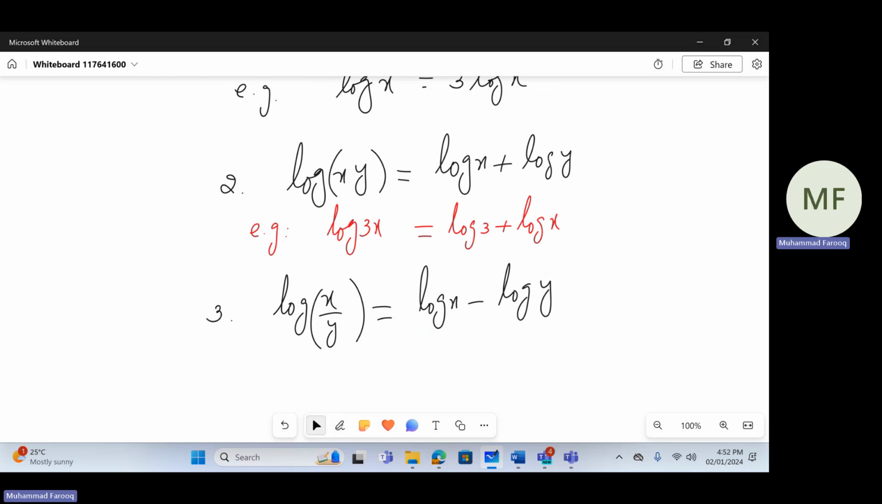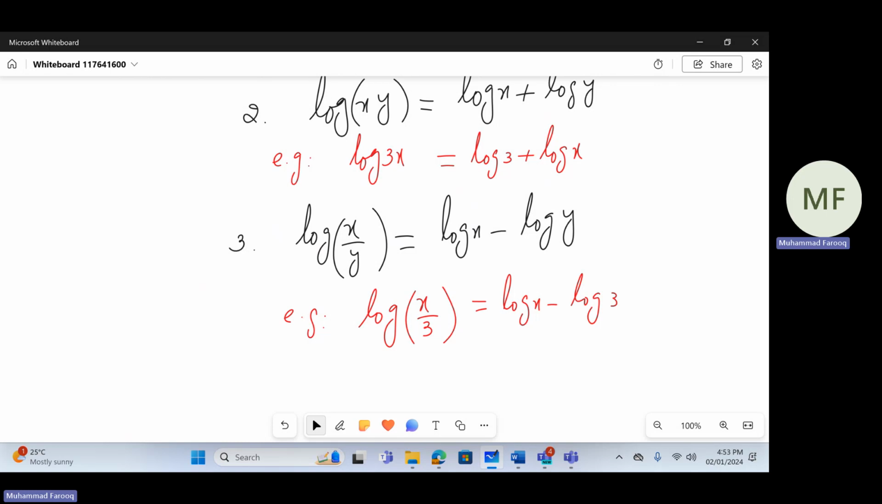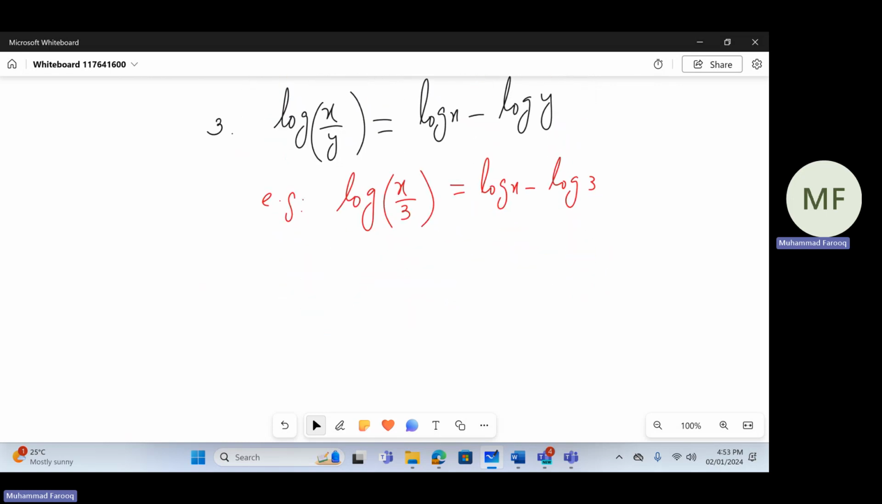For example, I have log x by 3. I can write log x minus log 3. Understand? Basically, we mostly need these three properties frequently. But there are 2 more which I think we should discuss, because sometimes we also need them. You can also find these properties with the calculator, but it's better if we discuss them, so there's no need to use a calculator.